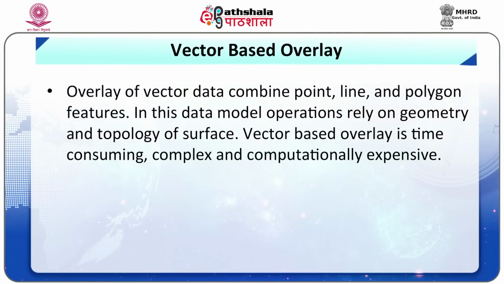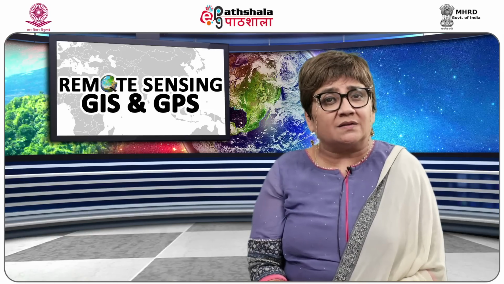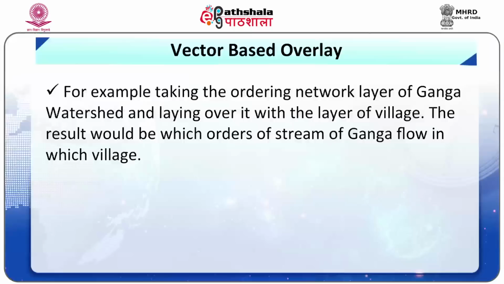So now coming to vector-based overlays. Overlays of vector data combine point, line, and polygon features. In this data model, operations rely on the geometry and topology of the surface. Vector-based overlays are time-consuming, complex, and computationally expensive. Please remember this. For example, taking the stream ordering network layer of the Ganga watershed and laying over it the layer of the villages, the result would be which order of stream of Ganga flows in which village.